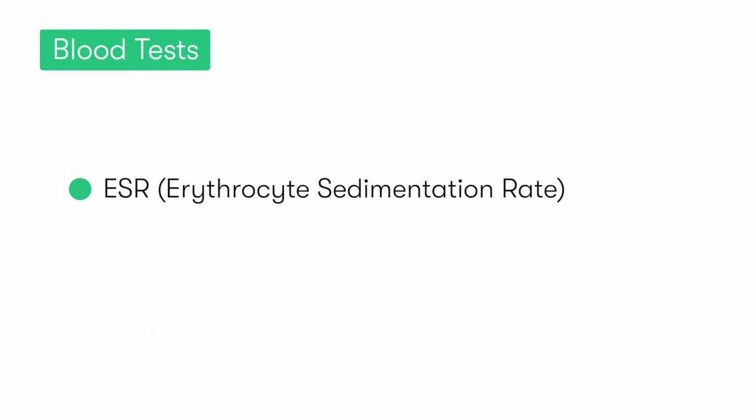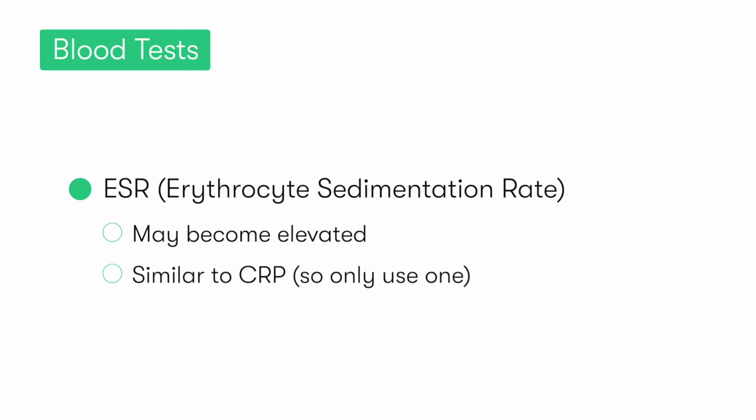An additional blood test to be aware of, and one that's more commonly used in North America and some areas of Europe, rather than the UK, is ESR, or erythrocyte sedimentation rate. Similar to CRP, ESR also becomes elevated in the presence of infection or inflammation, and therefore we would expect it to become elevated in diverticulitis. However, because of the similarities to CRP, in terms of the information that it provides, we tend to either use one or the other, often dependent on the preference of your hospital or country of practice.